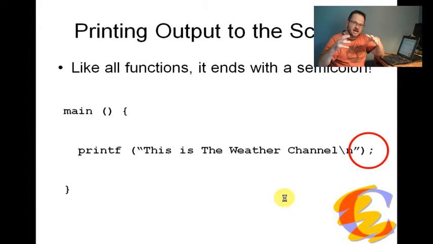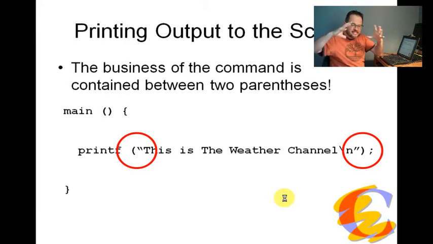The business of this function happens between these parentheses. Inside of there are the arguments that say what this function is going to do. It's exactly the same sort of thing as, imagine if you had sine of 2 pi. Sine, parentheses, 2 pi. 2 pi is the information sine needs in order to give you an answer. In the same way, the stuff between these parentheses is the information printf needs in order to do something, in this case, write it to the screen.